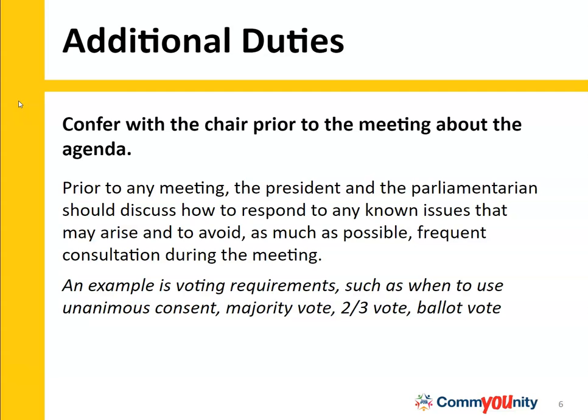The chair and the parliamentarian can then meet to discuss how to handle the individual agenda items and any potential issues that may arise. The chair should warn the parliamentarian about any anticipated controversy and ask the parliamentarian to help with any procedures that would be necessary to follow, such as a ballot vote.